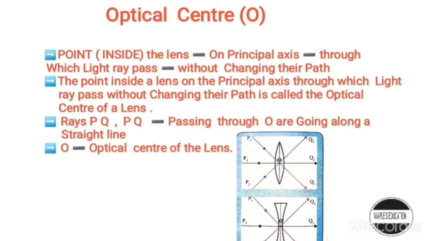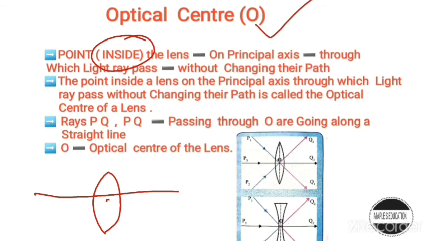So now we are going to understand the term optical center. Now what do you mean by the term optical center? If I draw a lens here like this, and take a point inside somewhere here, the optical center is nothing but just a point inside my lens. Please remember, it is a point inside the lens. This was the first concept. Now this point is on my principal axis. So the optical center is a point inside the lens and on the principal axis.